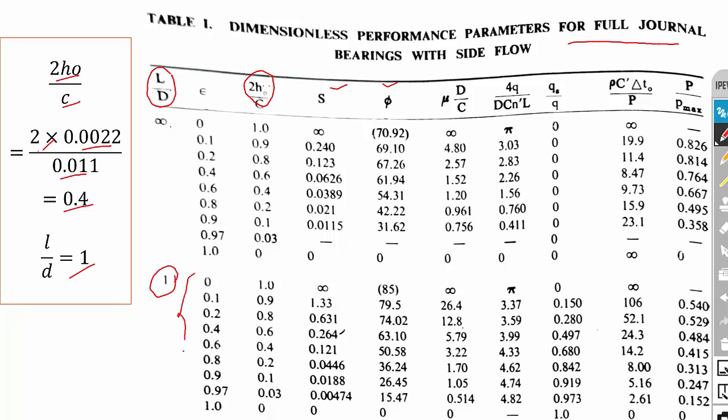So we have to focus on this region. And next look into the 2h0 by C. In the problem the 2h0 by C value is 0.4. So yeah, here it is, 0.4. So we have to refer to this row for the remaining calculations. You can write all the values, that is S is equal to, then mu N by P, and so on. Similarly, in your note you can write all the values first. Then we'll move into the next procedure.